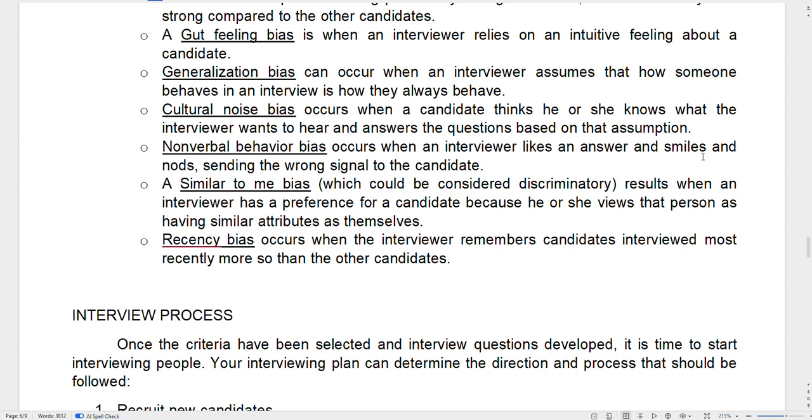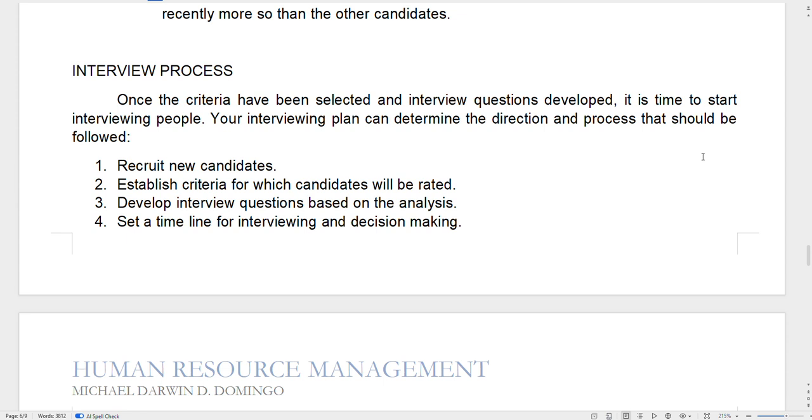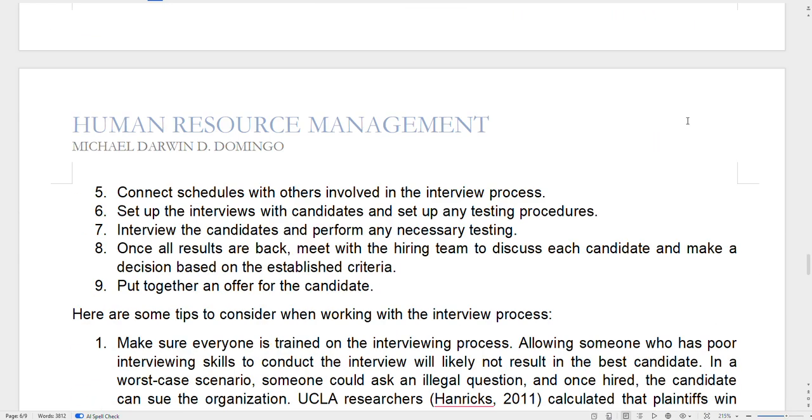Next is interview process. So, interview process, once the criteria have been selected and interview questions developed, it is the time to start interviewing people. So, your interviewing plan rather, can determine the direction of the process. Okay? So, number one, recruit new candidates. Establish criteria, develop interview questions, and then set time for interviewing. Okay. So, ganyan.